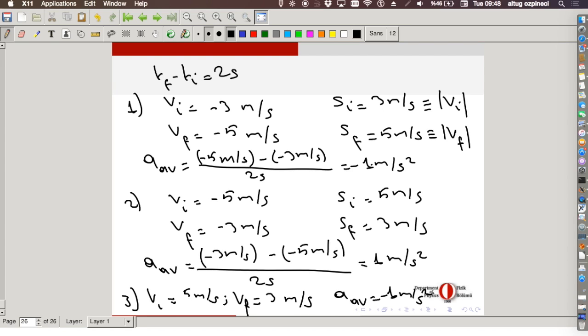Now if my object is initially moving in the negative direction, but the acceleration is in the positive direction, it would mean that at the next instant, the velocity will be closer to zero, so it will be slowing down. But if the acceleration and velocity are both in the same direction, when I add them up, at the next instant the velocity will have a larger magnitude, so it's speeding up. Questions?